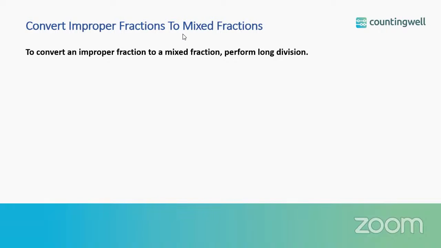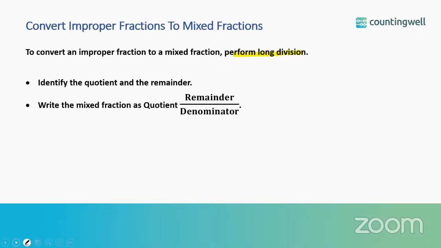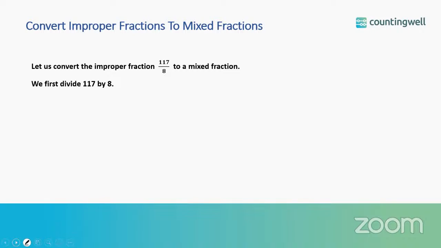Let us see how to convert an improper fraction to a mixed fraction. So the first step is to perform a long division, which means you have to divide, identifying the quotient and the remainder. Then you have to write the mixed fraction as quotient remainder upon denominator. Let us see one example. Let us convert the improper fraction 117 by 8 to a mixed fraction.